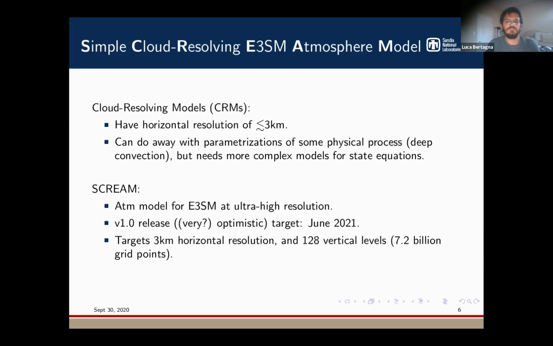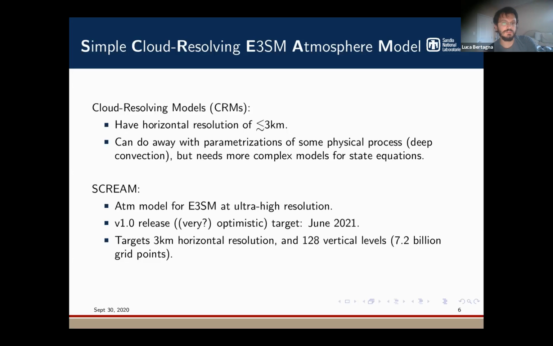What is SCREAM? SCREAM stands for Simple Cloud Resolving E3SM Atmosphere Model. What is a cloud resolving model? Well, cloud resolving models usually have a horizontal resolution of 3 kilometers or below. They can do away with some parameterizations of some physical processes like deep convection because they can fully resolve them at the scale of their mesh. But they usually need a more complex model for the state equation, namely non-hydrostatic rather than a simple hydrostatic model.